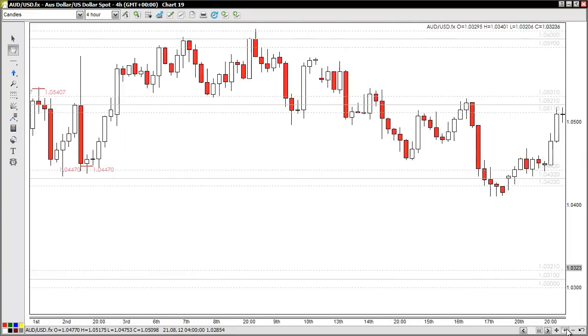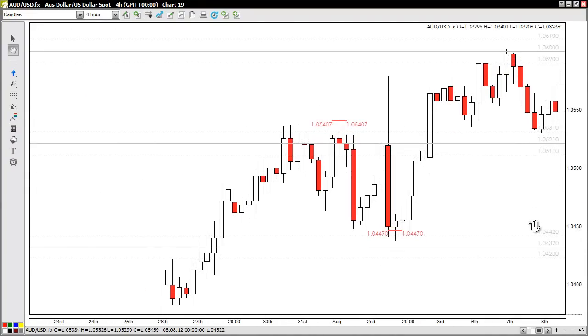Let's take a look at this AUD/USD 4-hour chart. Now this is a 4-hour chart, and these are a few trades that we took recently.